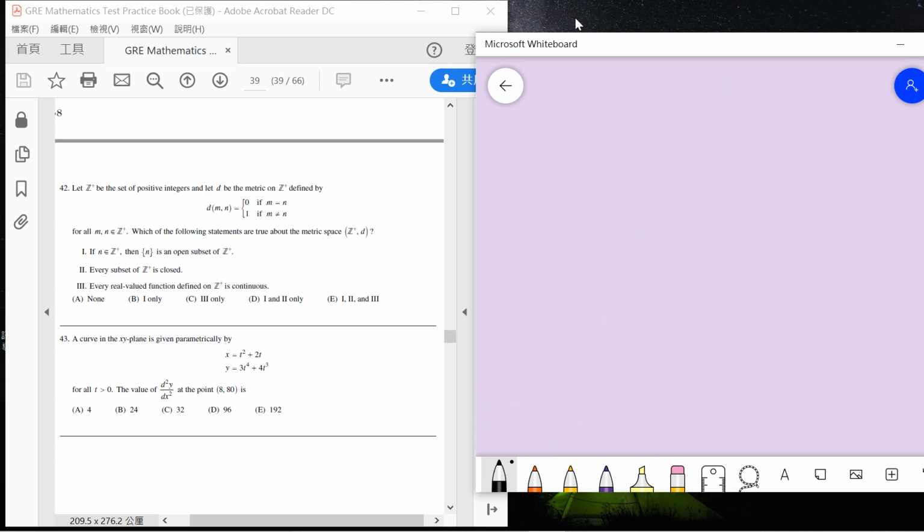Okay, now we go to 43. It gives you two curves, like x, y parameterization, and asks about the derivative at a point. So the first step is we try to find t.